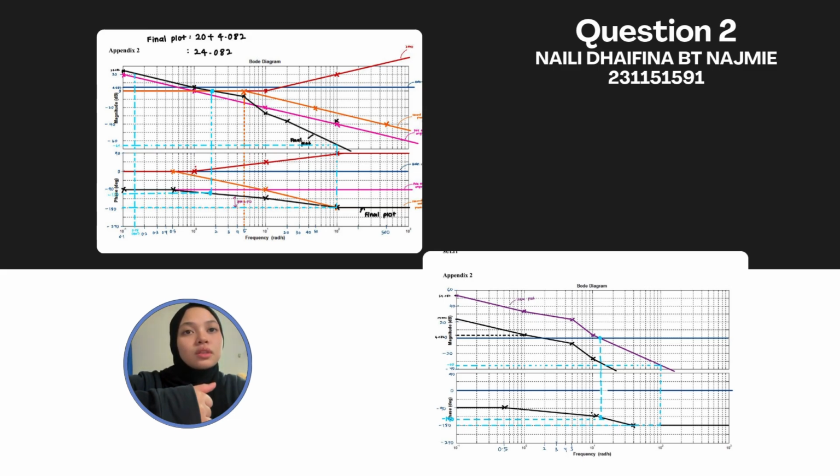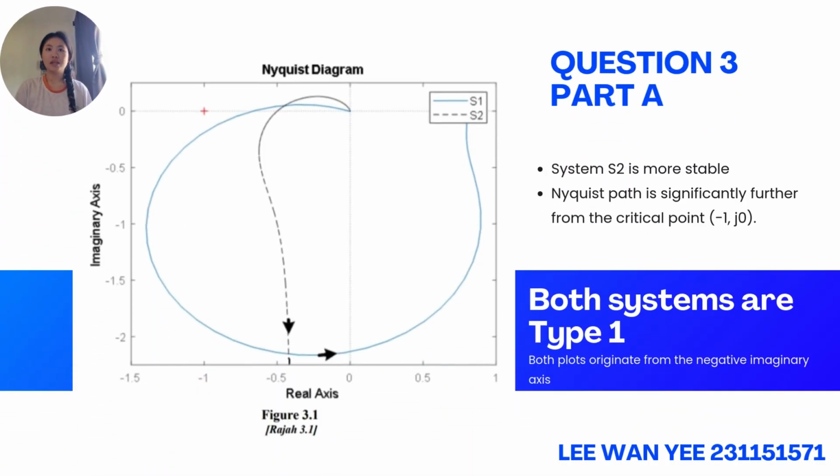approximately equal to the gain crossover frequency, which is 0.15. Then if the gain is increased by 30 dB, the magnitude plot shifts upward while the phase plot remains unchanged, causing the phase margin to become negative, so the system is not stable anymore. It becomes unstable.